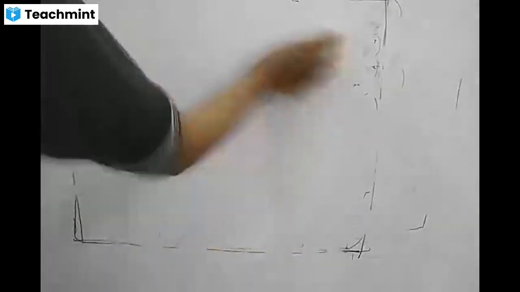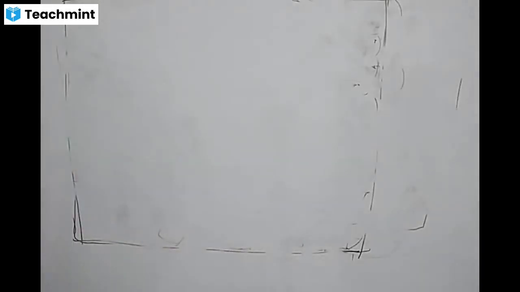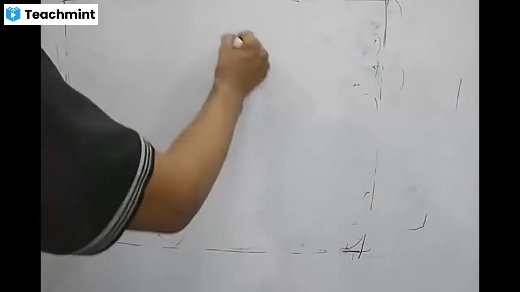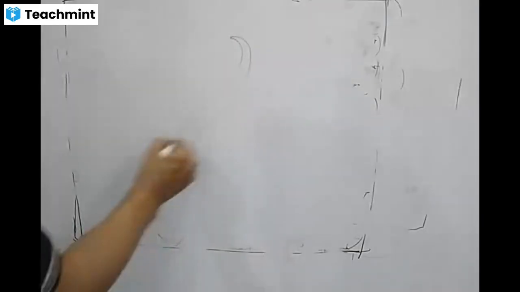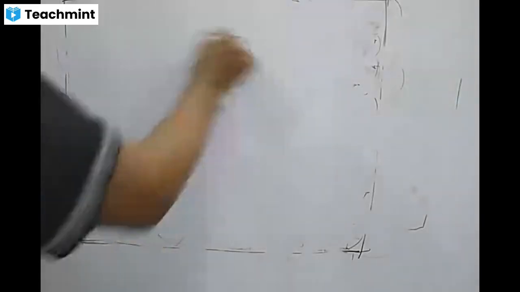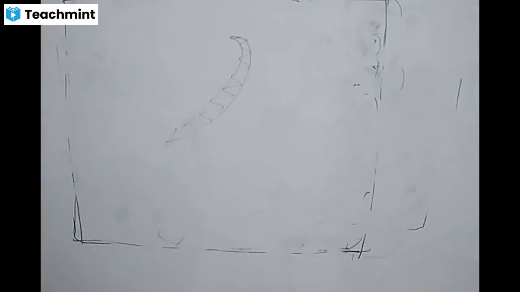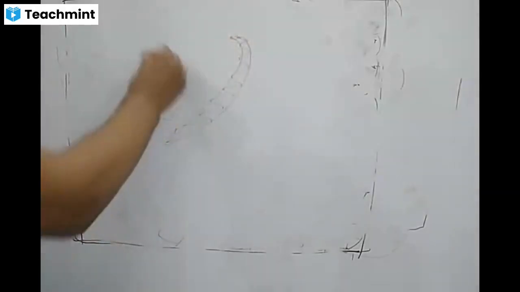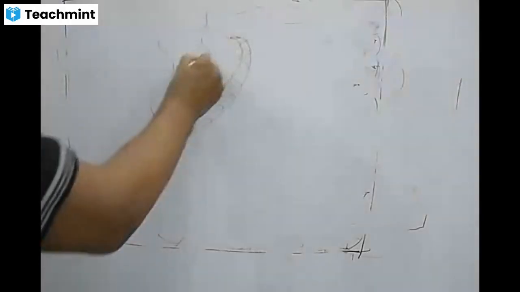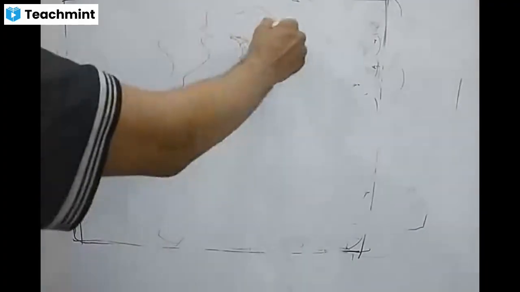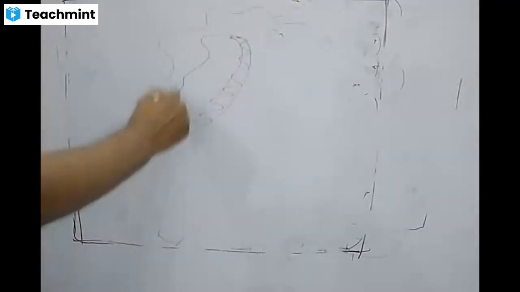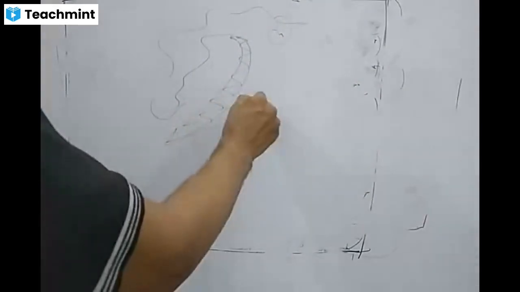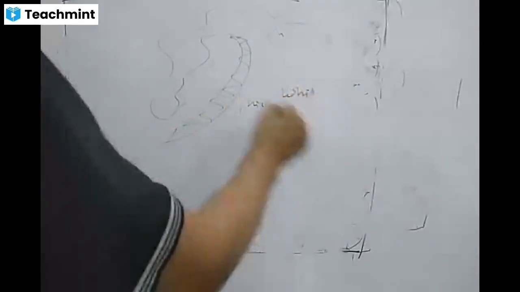Then just like oxyuris, we have trichuris, whipworm. If you look at the shape of the whipworm, this part is thick, coiled. This is the anterior part, this is the posterior part. The anterior part is like this, so we call it thin, long anterior part, and this is the thick posterior part. This is your whipworm.